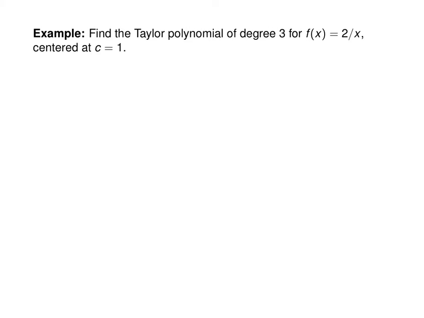Find the Taylor polynomial of degree 3 for f of x equals 2 over x centered at c equals 1. So the Maclaurin polynomial in the previous example approximates the function e to the 3x well near the point x equals 0. This Taylor polynomial will approximate the function 2 over x near the point c equals 1. So in general, centered at c equals 1, t4 of x will be given by, degree 3 actually, so t3 of x.